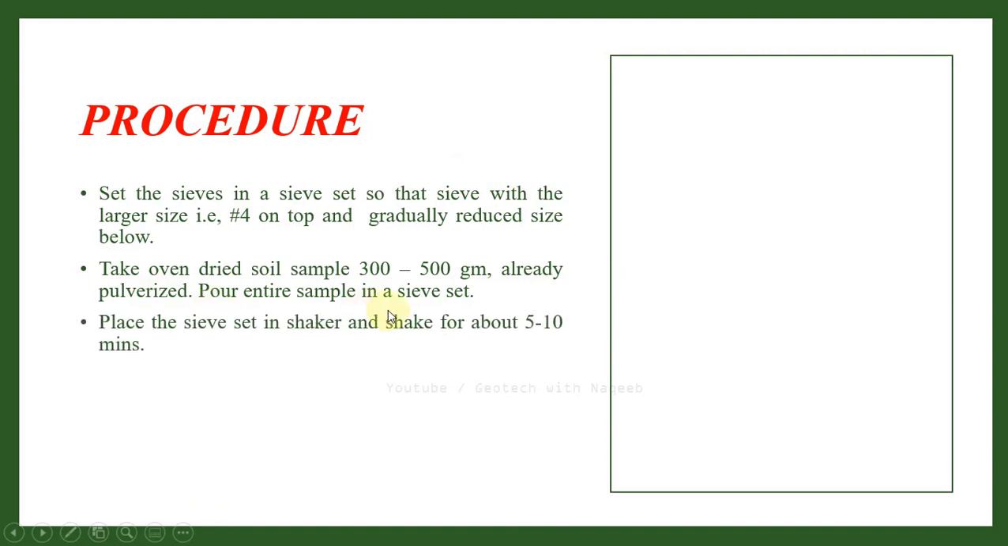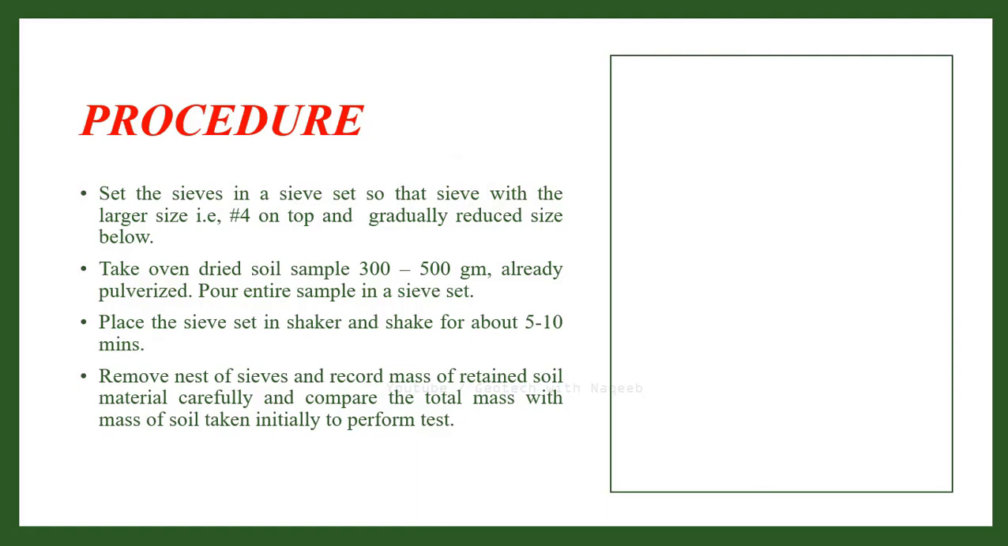In the next step, place the sieve set in a shaker and shake for about 5 to 10 minutes. This is related to the shaker, but you can perform the sieve analysis manually as well. You can manually shake the sieve set for approximately 5 to 10 minutes, and then remove the nest of sieves and record the mass of retained soil material carefully, and then compare the total mass with the mass of soil taken initially to perform the test.